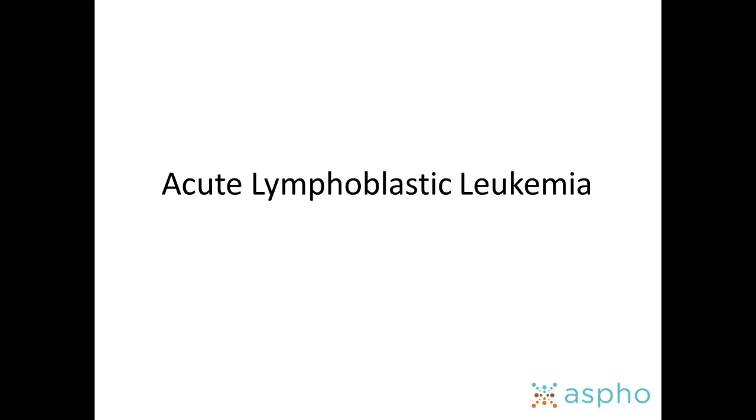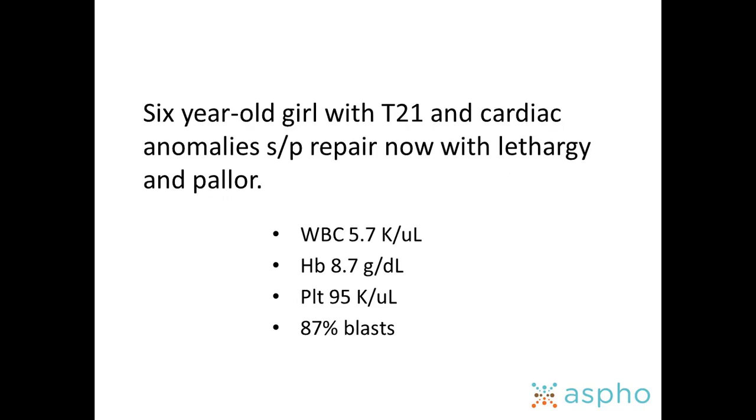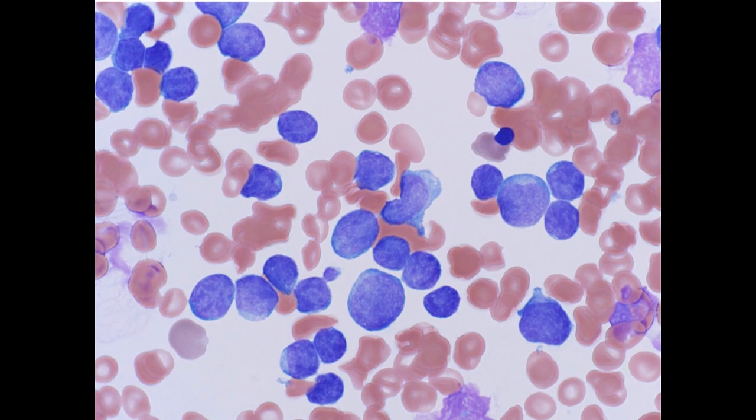So let's look at a few cases of acute lymphoblastic leukemia. The first one is a 6-year-old girl with trisomy 21 and a cardiac anomaly, status post repair, now with lethargy and pallor. She presents with a white count of 5.7, an anemia that's presumably normocytic, a low platelet count, and 87% blasts. These blasts are small. Compared with a normal lymphocyte, the closest cell to them, the blasts are only a little bit bigger.